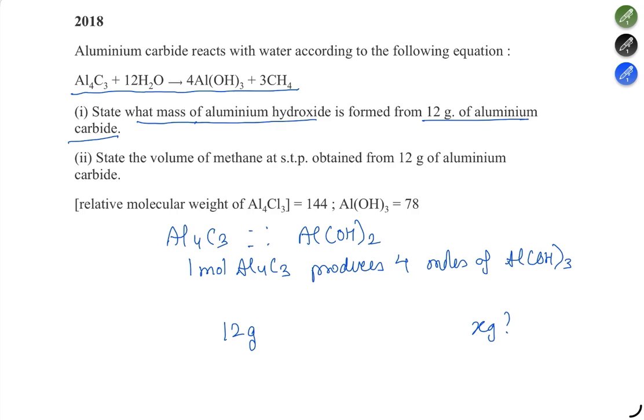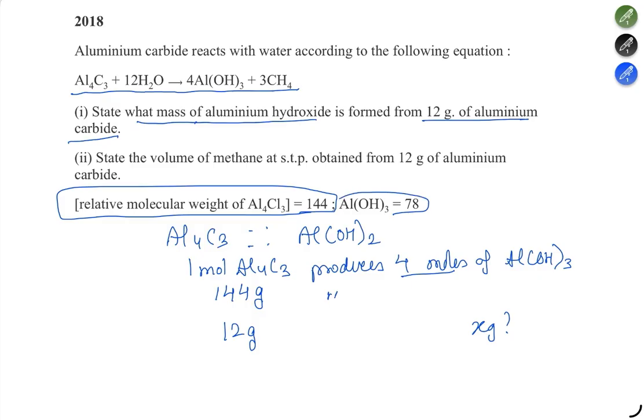So 1 mole of aluminum carbide, you can see they have given directly the mass, so you don't need to calculate the molar mass here. So I can say 144 gram of aluminum carbide produces. Now 4 moles also we can calculate the mass, as they have given mass for 1 mole of aluminum hydroxide is 78. So 4 into 78 gram of aluminum hydroxide.